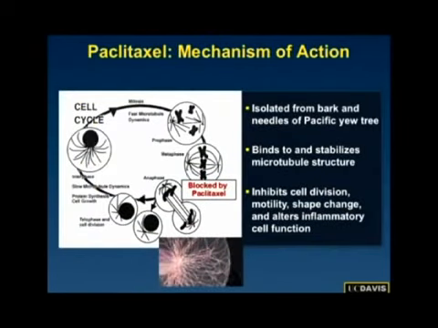Now, paclitaxel is used for chemotherapy. It's isolated from the Pacific yew tree. It binds to and stabilizes microtubules and prevents cell mitosis and division, and also has some other effects on inflammation and sort of attenuating cell migration.